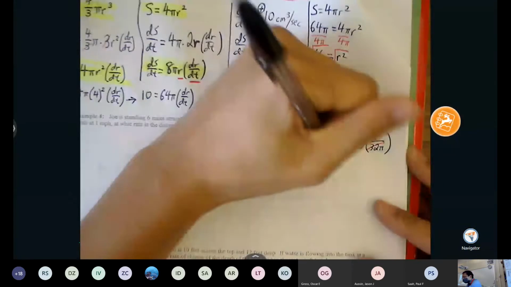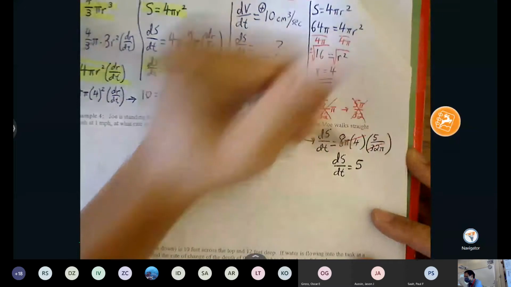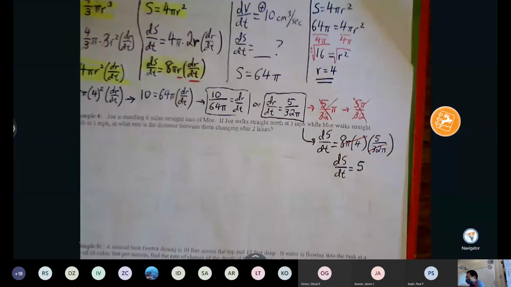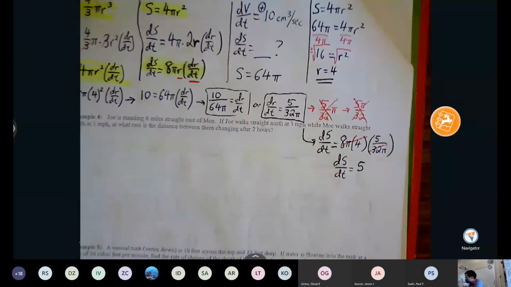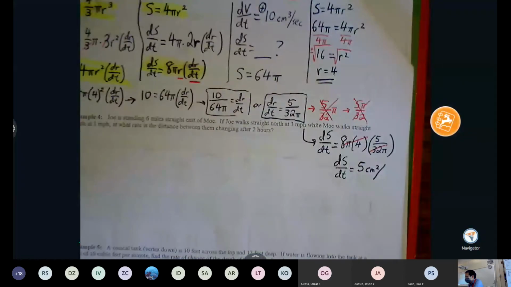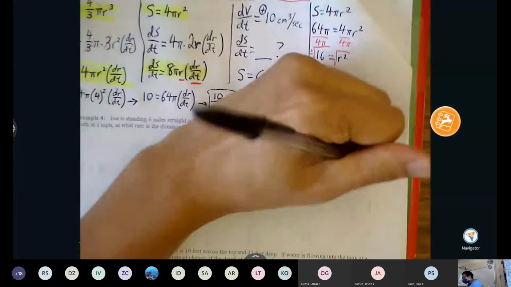And what's our unit of measure for dS/dt? Centimeters over seconds. Close. Surface area, though. What's the unit of measure for surface area? Centimeter squared. Yeah, centimeter squared. So surface area, we focus on the word area. Area is a two-dimensional unit, so centimeter squared. And then we can find the time, which is seconds. So there we go.